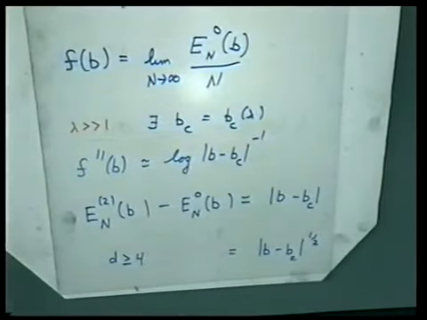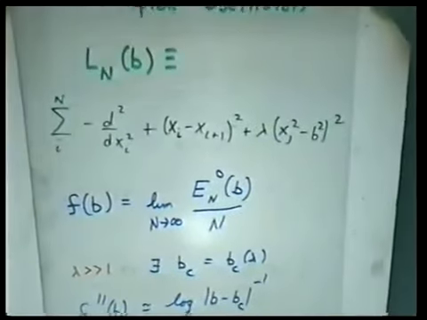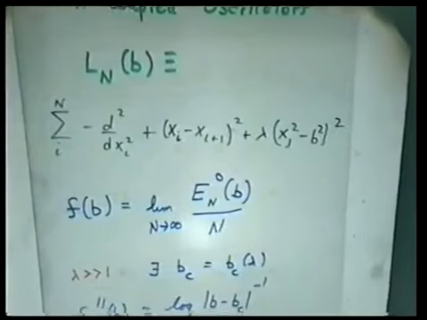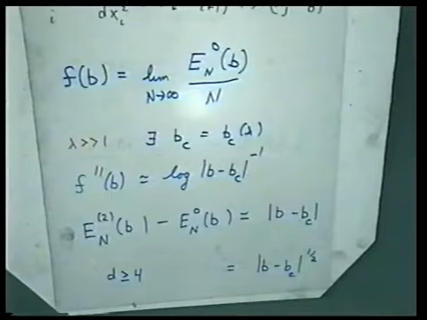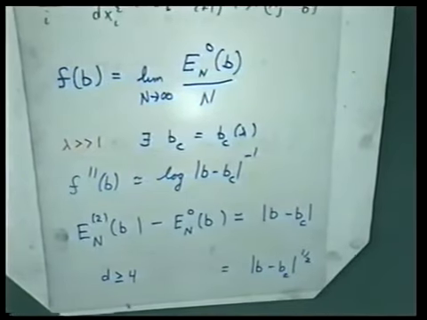Now, if you do the same thing in higher dimensions, in other words, this index I lies on a lattice of dimension bigger than 4, then you get b minus b critical to the half. So this is very closely related to the Ising model.